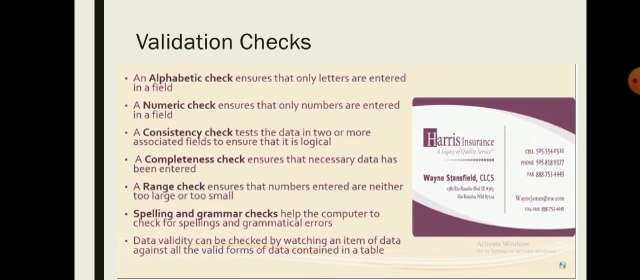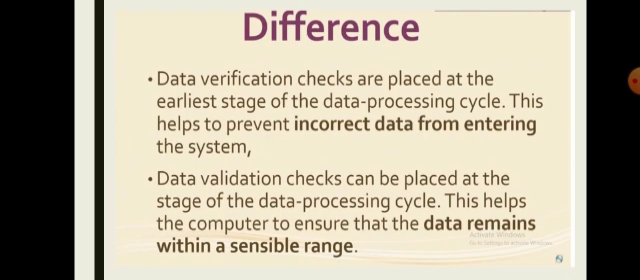After the lecture, I want to give you the difference between verification and validation, the major topic of this chapter. Data verification checks are placed at the earlier stage of the data processing cycle. This helps to prevent incorrect data from entering the system. So data verification is the stage of your input, but data validation checks can be placed at the stage of the data processing cycle. This helps the computer ensure that the data remain within a sensible range. So data verification is used at the very start of your data, at the time of input, and data validation can be placed at your processing cycle.